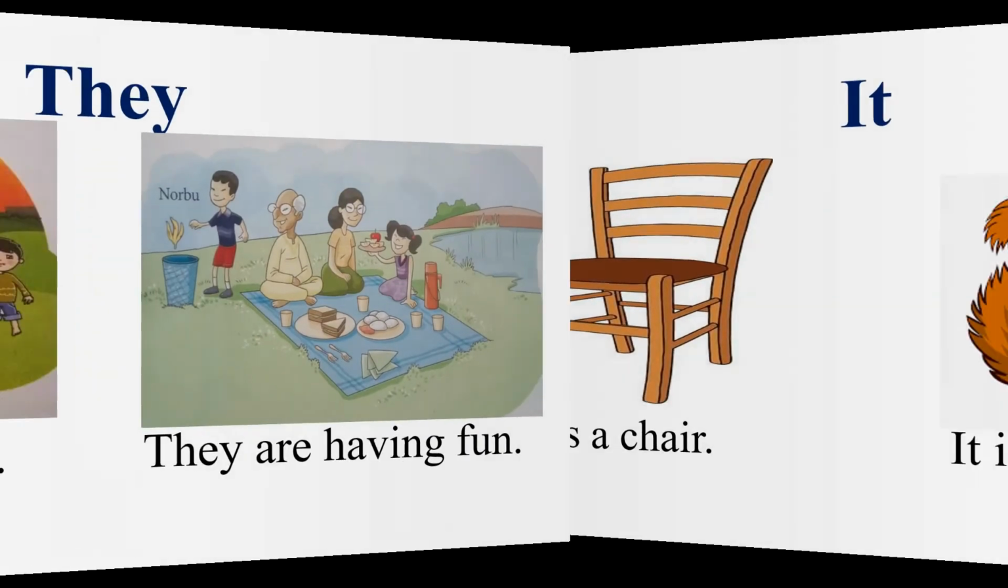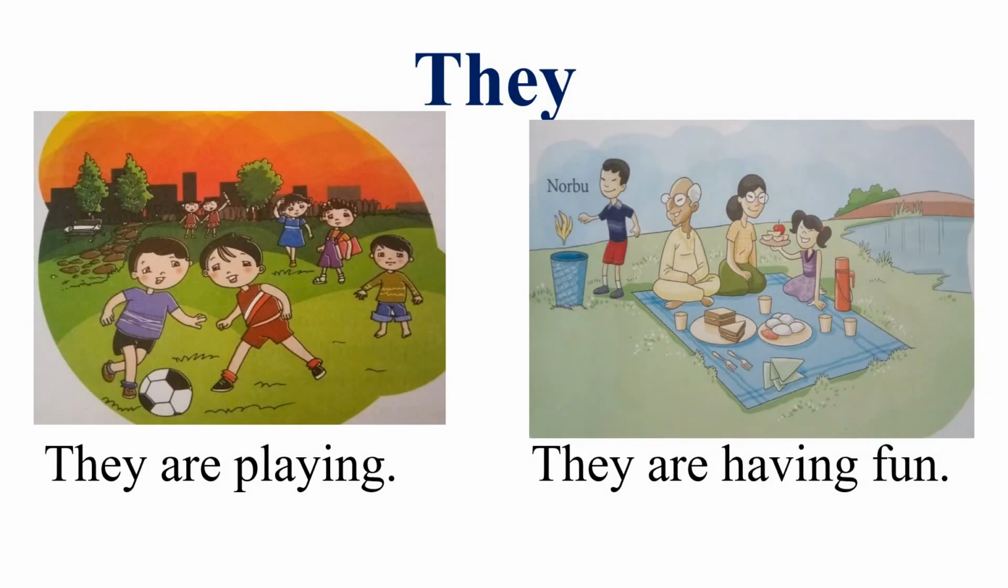Next is they. The pronoun they is used when we are talking about other people, animals or things. Examples: they are playing, they are having fun. When we talk about other people and there is more than one, they can be people, animals or things, and we use they for them. See the examples: they are playing and they are having fun.